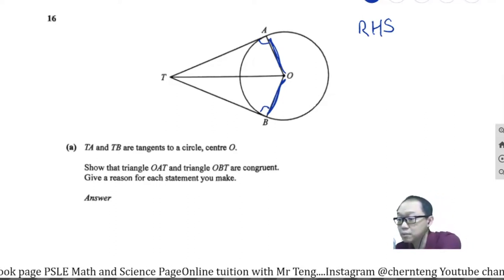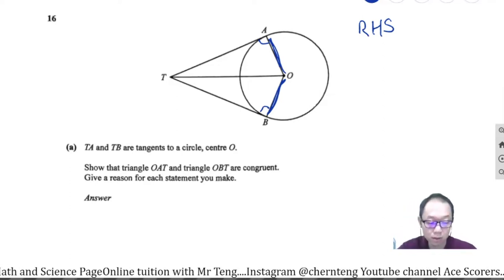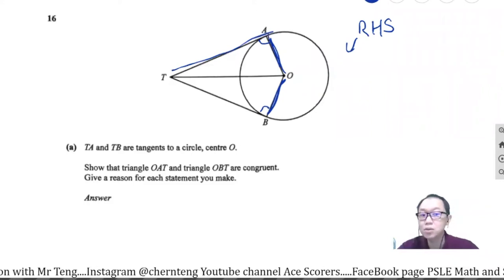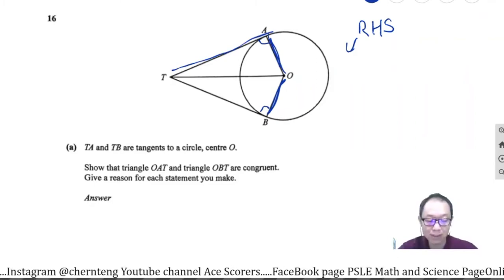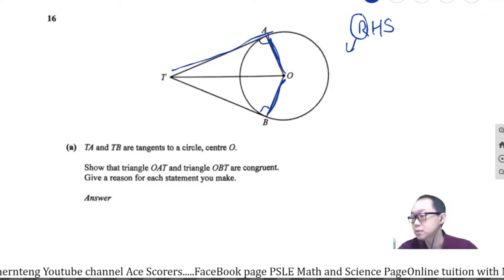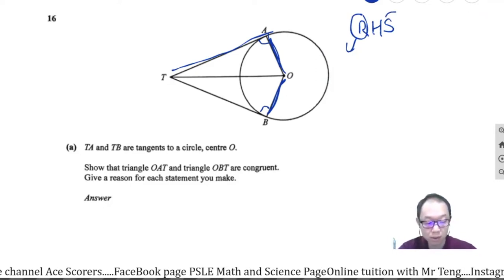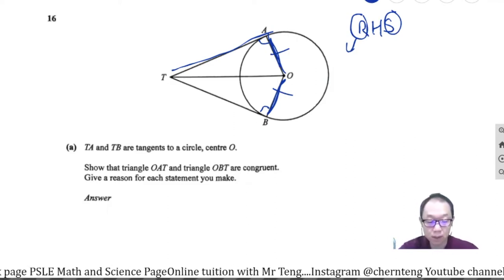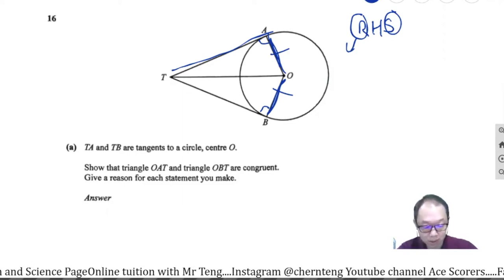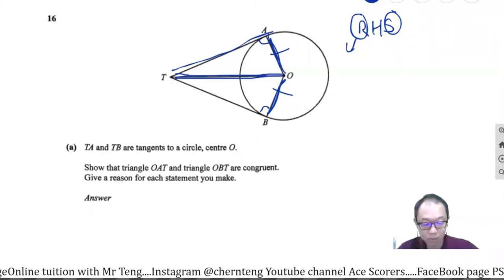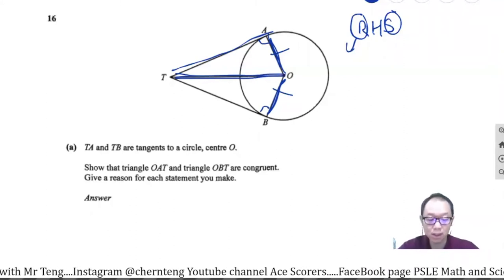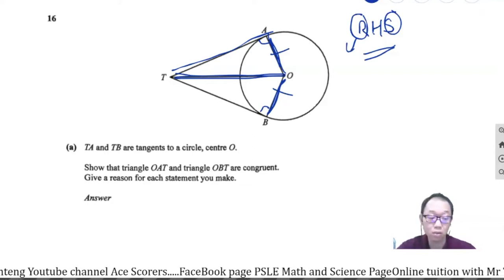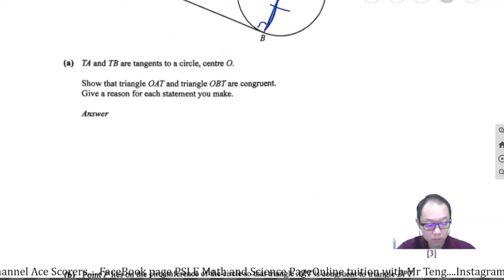First of all, I already have one right angle, the R, because this is a tangent and this is a radius. A radius to a tangent always forms 90 degrees. So I got the R part. Then I have the S, because this side is equal to this one, as both are radii. Then I have this side, which they share, so the hypotenuses are the same. Therefore, according to the RHS rule, it is congruent. So that's 3 marks.